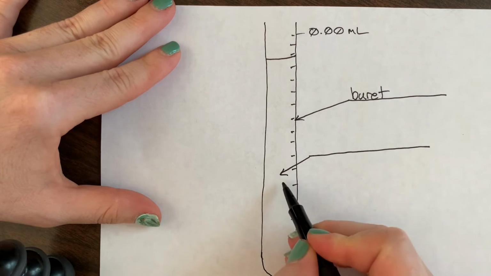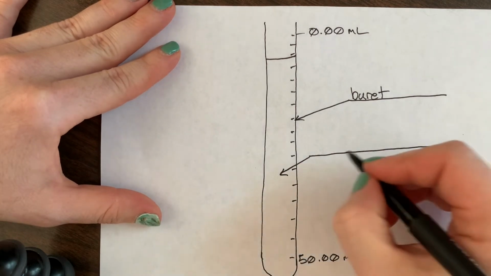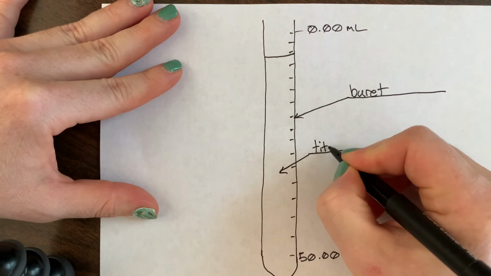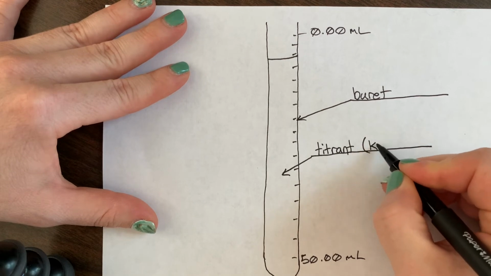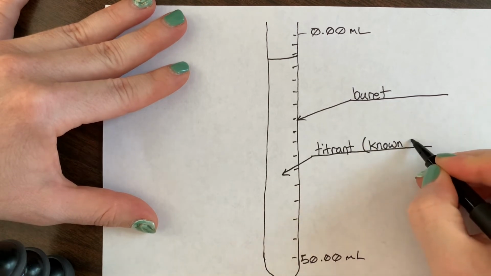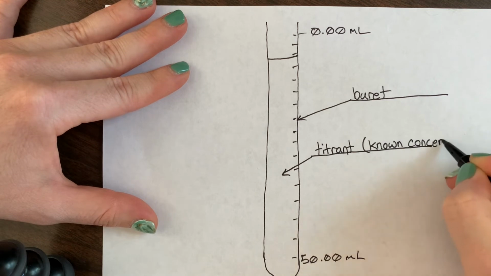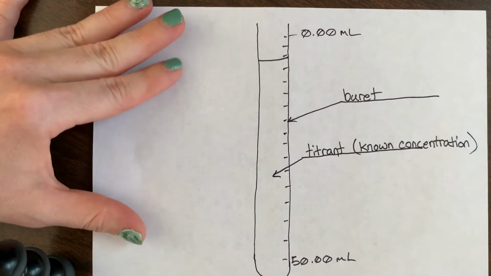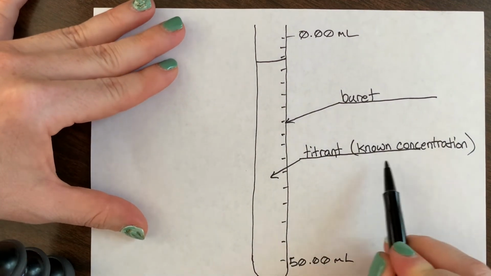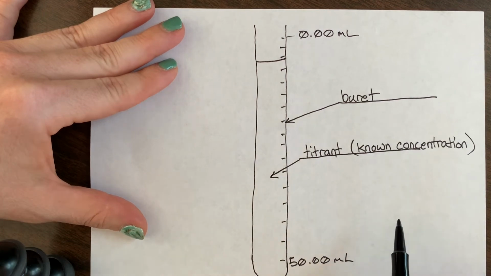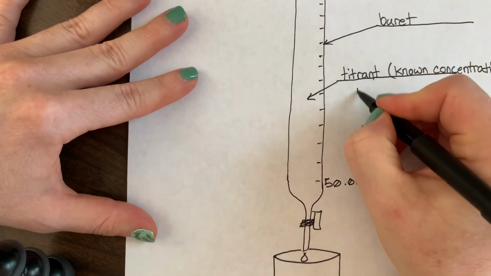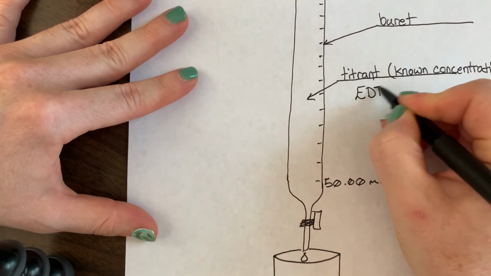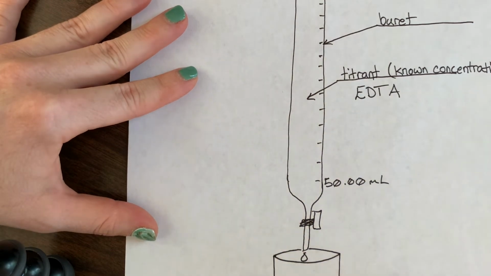Okay, so inside this burette is our titrant. Now, the titrant is, of course, of known concentration. Now, depending upon the way you do your calculations, you may or may not even care what the concentration is, but we'll show you how that works later. And this titrant is going to be our EDTA. All right.